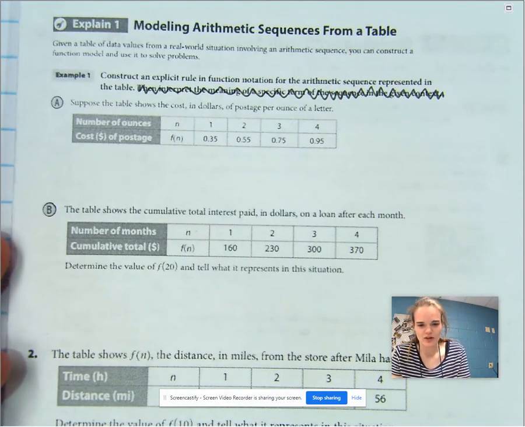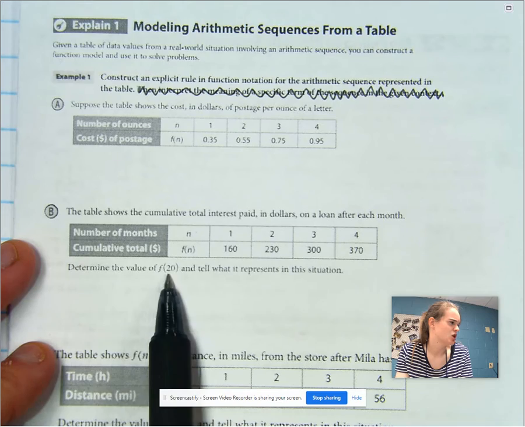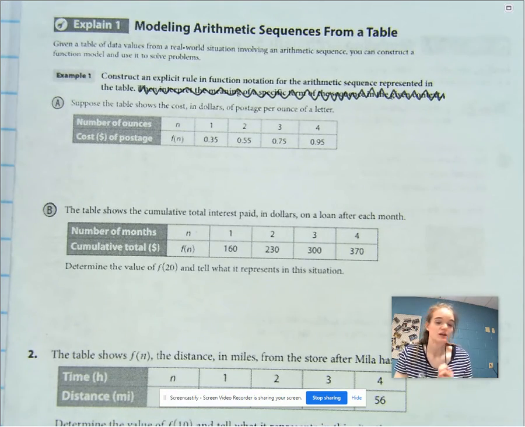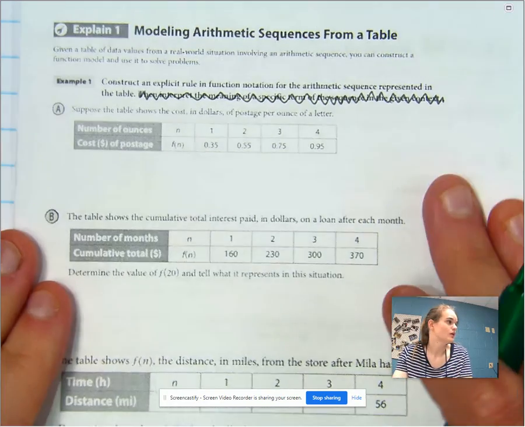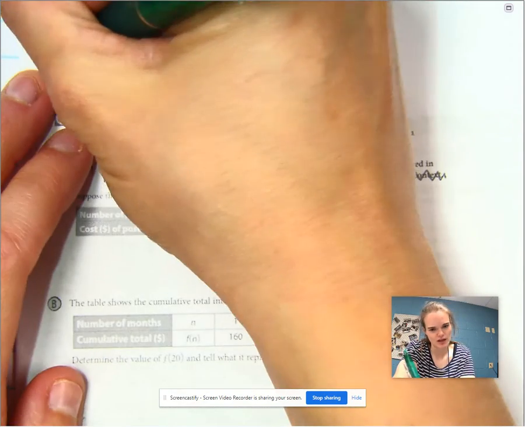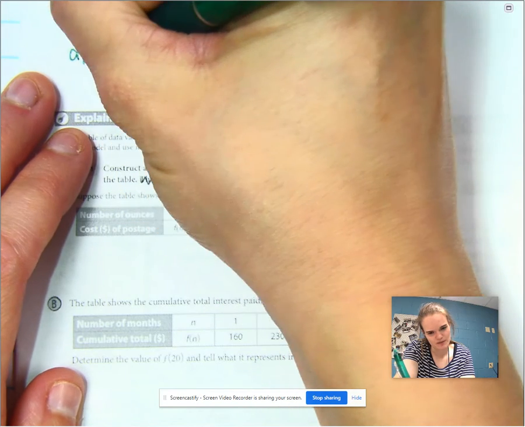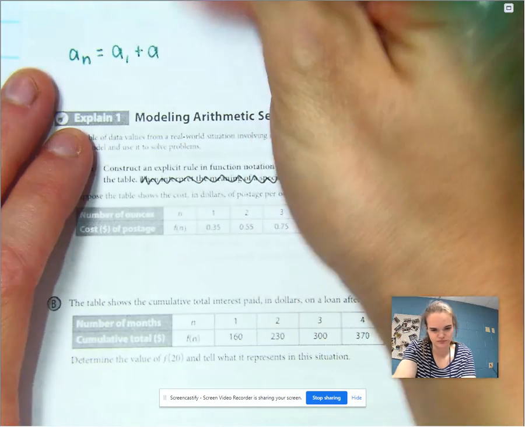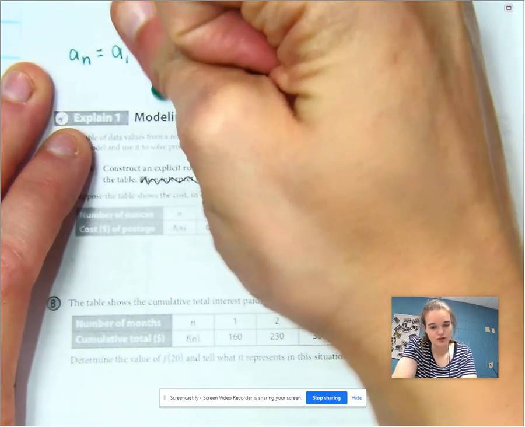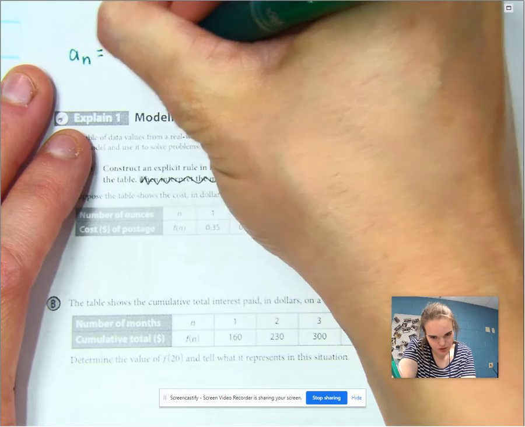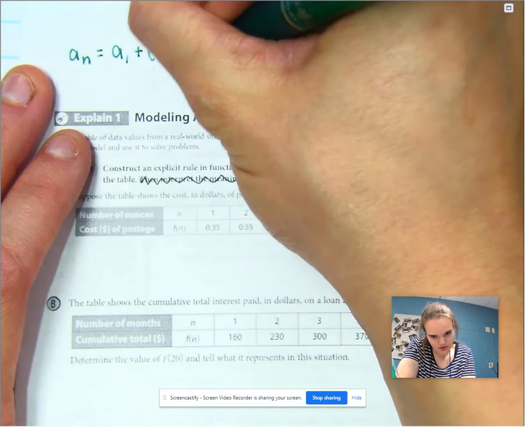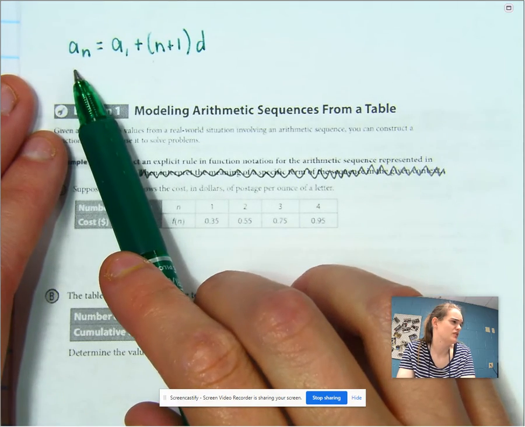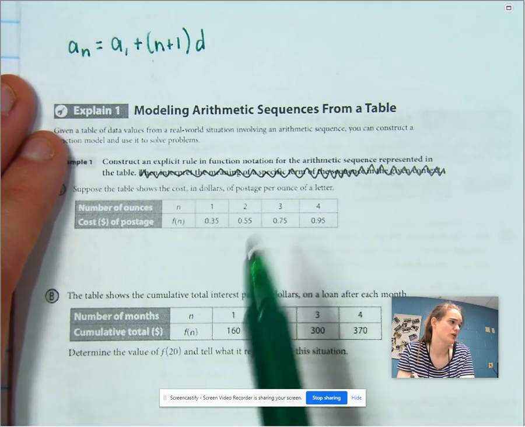Okay. Now, there will be an extra step in some of these. Some of these say determine. We'll have to do that second step, but we don't have to on the first one. All right, we need the explicit rule. That is a sub n equals a sub 1 plus n minus 1 times d. There's the explicit rule. That's what we're using. Now, our final answer will say f of n instead of a sub n because it says use function notation.